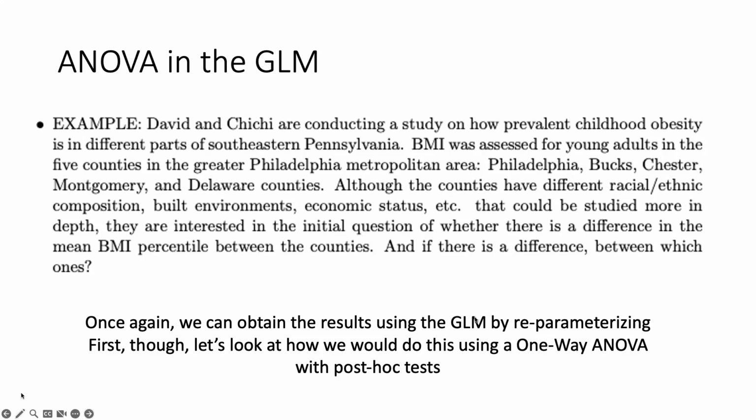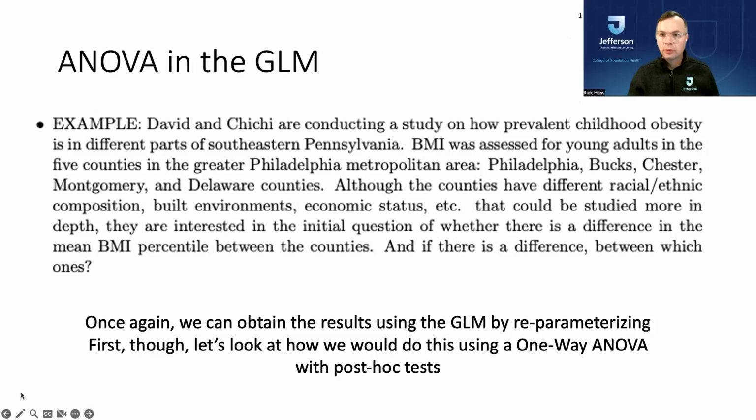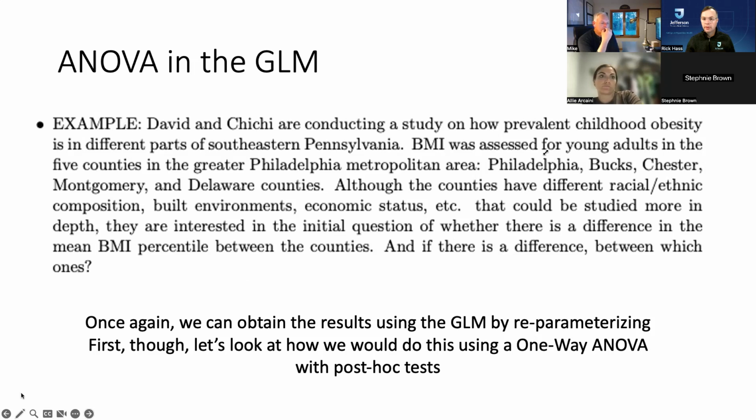Once again, we can retain these results by reparameterizing. But since we didn't go through what's called the one-way ANOVA, we're going to go through that first, very, very quickly, and talk about why the general linear model version is usually a little bit more helpful, but sometimes the ANOVA version is good too.